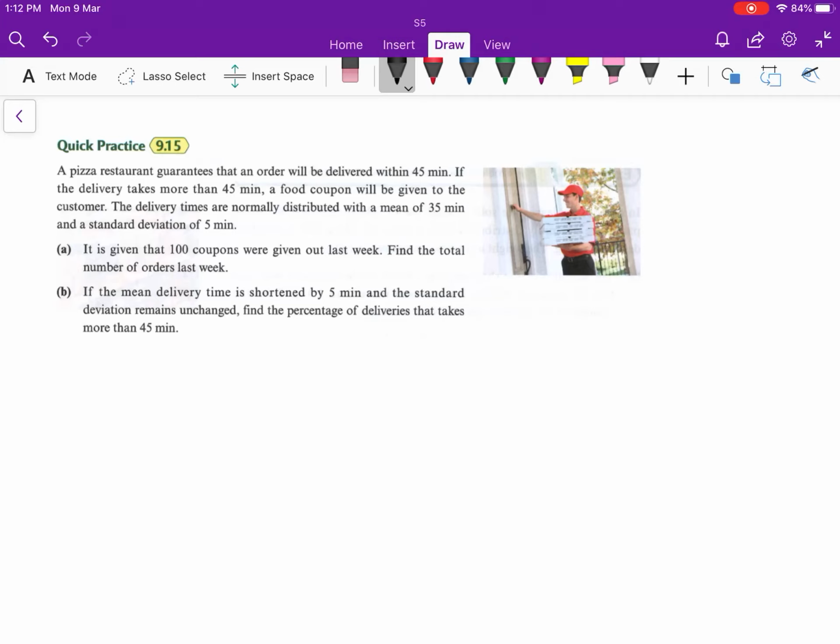Quick practice 9.15. A pizza restaurant guarantees an order will be delivered within 45 minutes. If the delivery takes more than 45 minutes, a food coupon will be given. Now the delivery time follows a normal distribution.